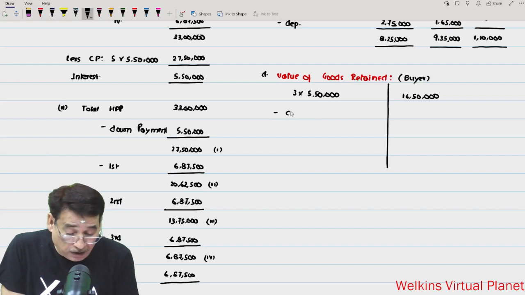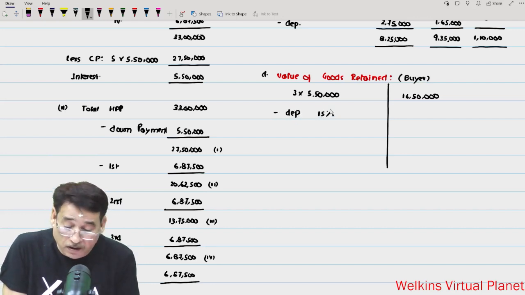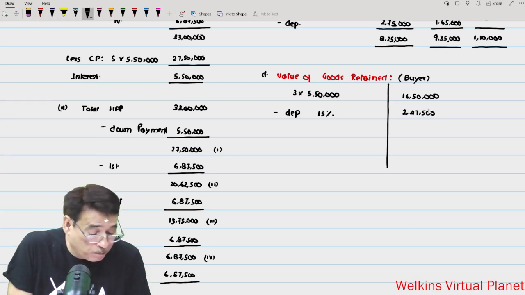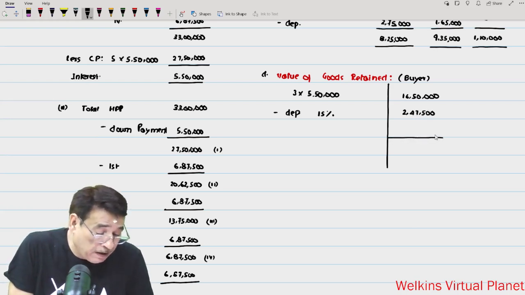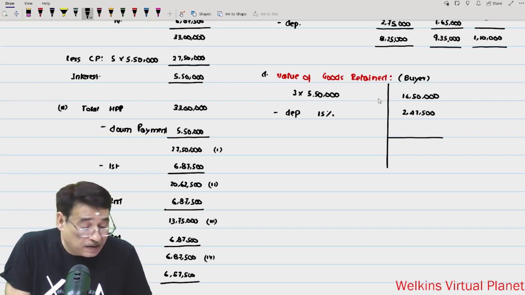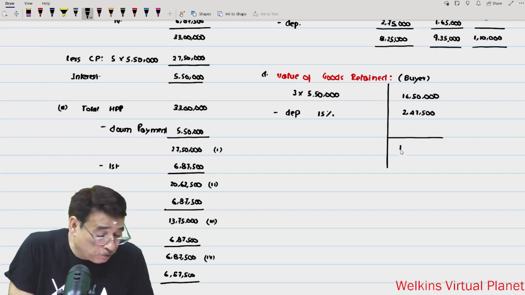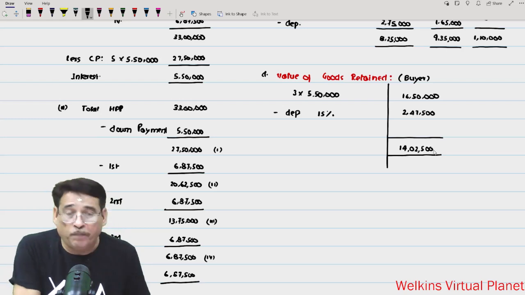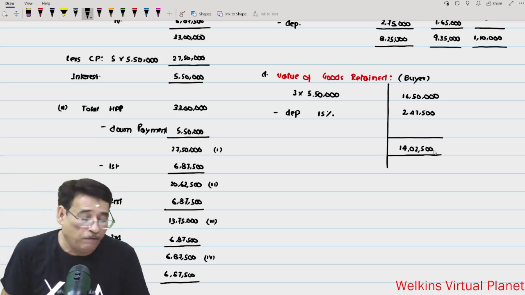So we will apply the rate of depreciation of the buyer. 15% is the rate, isn't it? So 2,47,500. That means at the end of 1 year, when the repossession took place, from the buyer's angle, the value of the three trucks which are at his disposal will be equal to this much, 14,02,500. Is it clear to you? This is nothing but the balance carried down of your truck account.